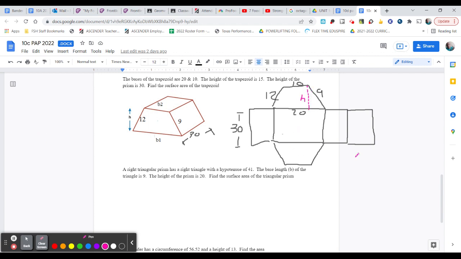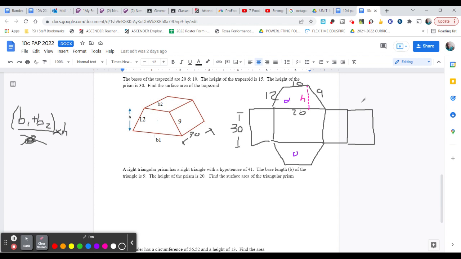Okay. So remember, the area formula for a trapezoid is base 1 plus base 2 divided by 2 times the height of the trapezoid. Now the height of the trapezoid, again, is this 15 right here. It's not 30. 30 is the height of the prism. And we have 2 of these trapezoids, so we can just cancel out the 2 and do b1 plus b2 times height, okay? And that'll take care of this trapezoid and this trapezoid.